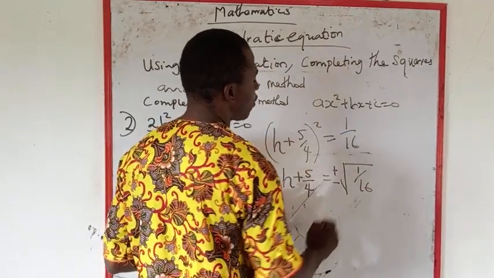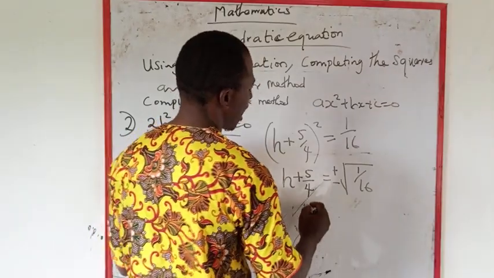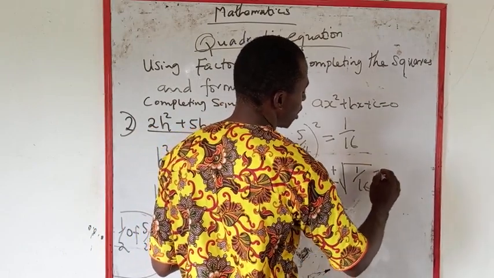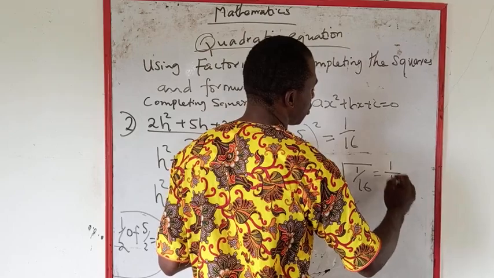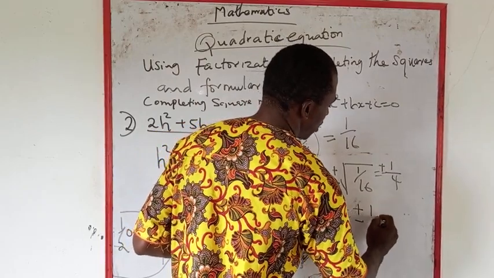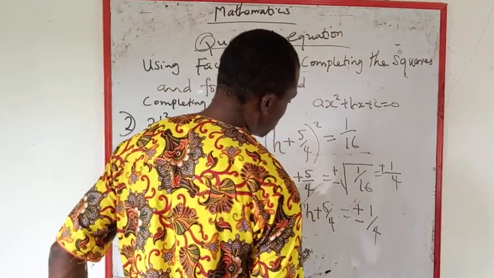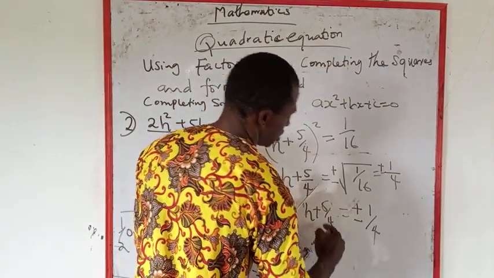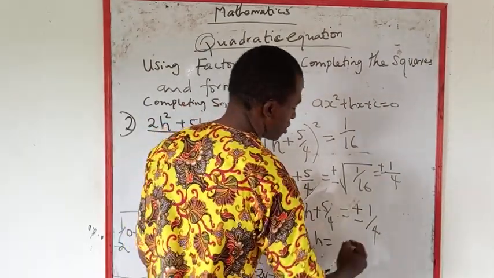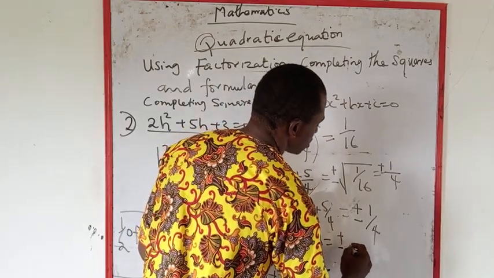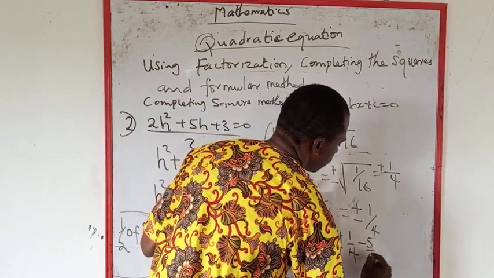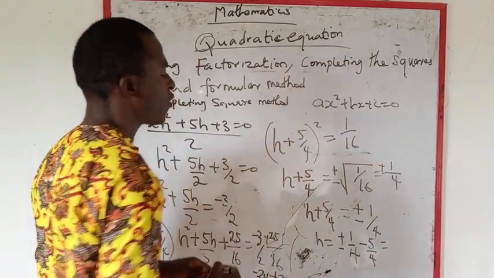Remember, it's going to be plus or minus when we get the answer. So we now have h plus 5 over 4 equal to the square root of 1, which is 1, over the square root of 16, which is 4. So we now have plus or minus 1 over 4. So we still move on. 5 over 4 will cross the equality sign. So we now have h equal to plus or minus 1 over 4 minus 5 over 4. Minus 5 over 4, it has crossed the equality sign. It was plus here.